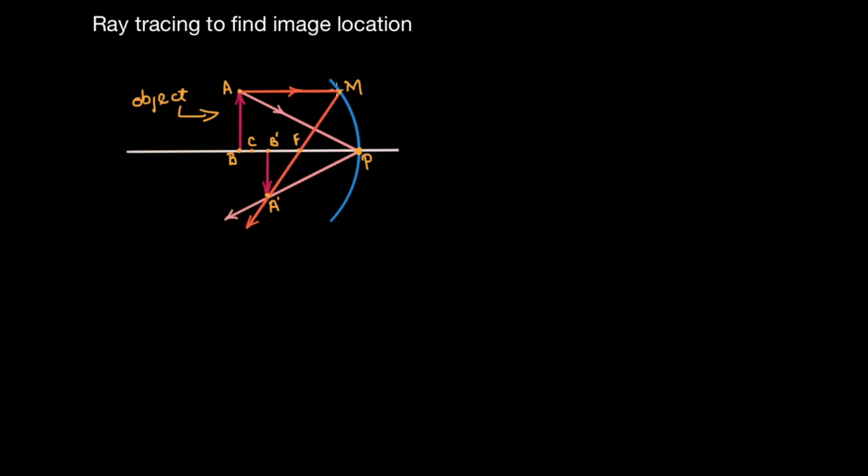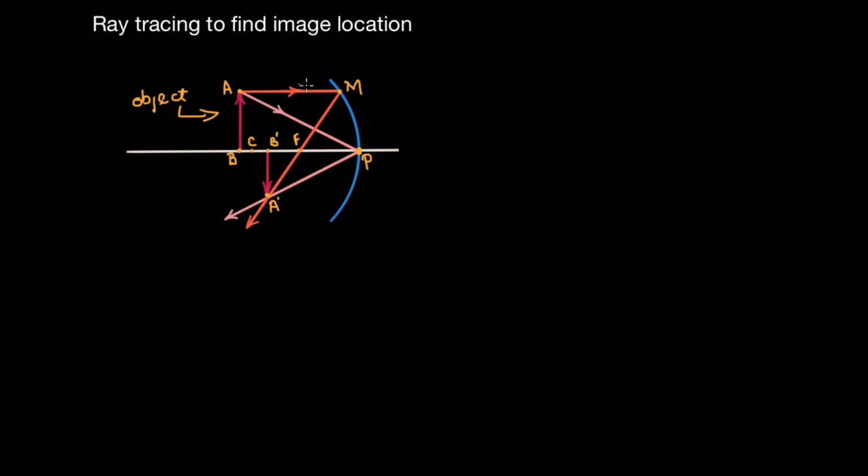Ray AM is parallel to the axis, and we've seen what happens to rays parallel to the axis. They get reflected and pass through the focal point of the mirror. And then AP is another ray that is incident on the pole of the mirror. It gets reflected symmetrically about the principal axis, so it follows that path. Now if you notice, these two reflected rays are actually intersecting at this point A prime.